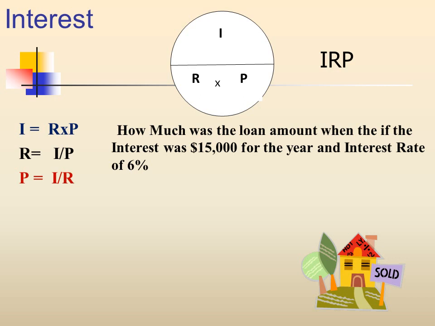Okay, now let's do a P problem. Let's find the principal balance. How much was the loan amount when the interest for the year was $15,000 and the interest rate was 6%? So we're going to be looking for P, or principal amount, and we know our formula is I divided by R. So we take I, our interest was $15,000, our interest rate was 0.06. We divide 15,000 by 0.06. Our principal balance that we must have borrowed was $25,000.